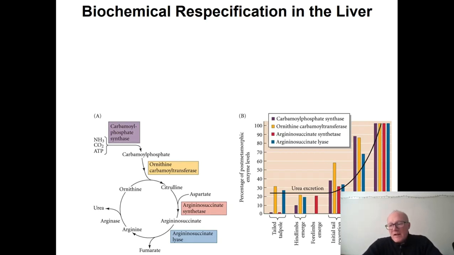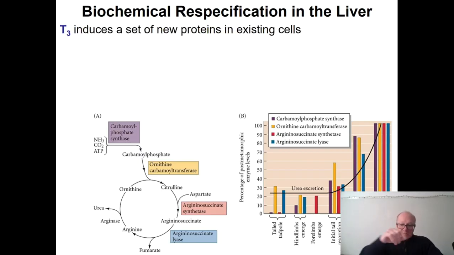Now, all metamorphic events are important, but one important event that happens in the liver of the tadpole is the production of a new metabolic pathway associated with terrestrial life. So basically, the biochemistry of the liver changes during metamorphosis, and this is induced, of course, by the thyroid hormones. These thyroid hormones induce new pathways, new proteins, new enzymes to be expressed in the liver.